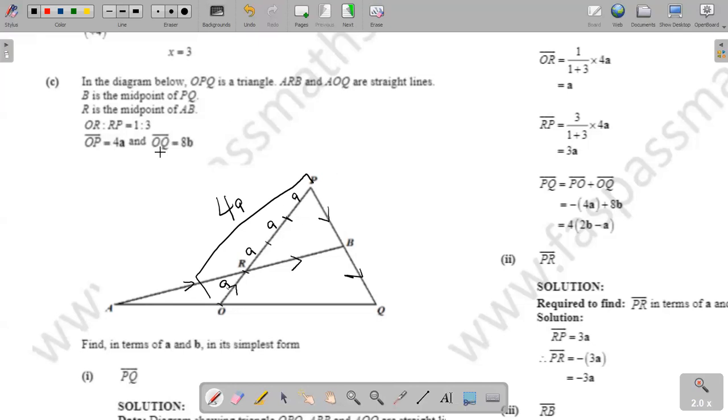So next one now. OQ. Let's look for OQ. OQ is 8b. So from here to here is 8b. You realize it's a little tricky now, right? Everybody see how tricky we get now?